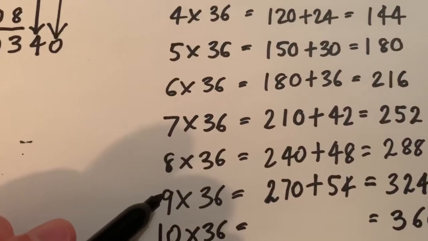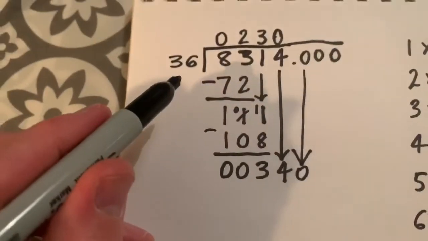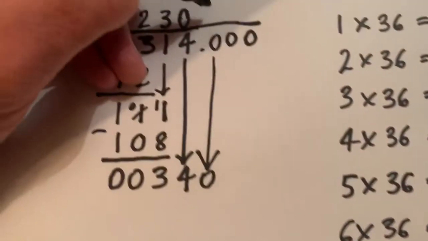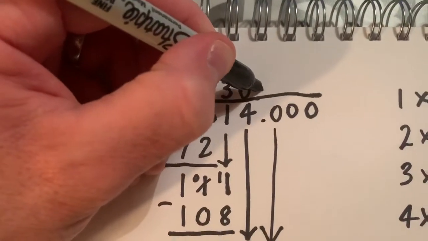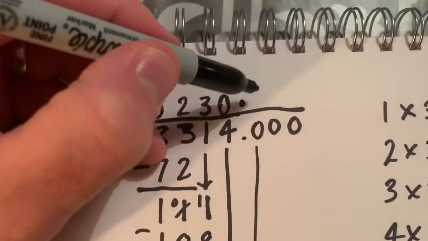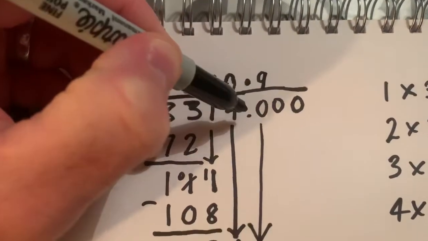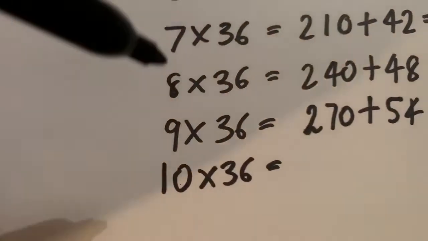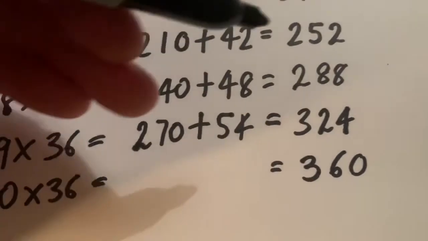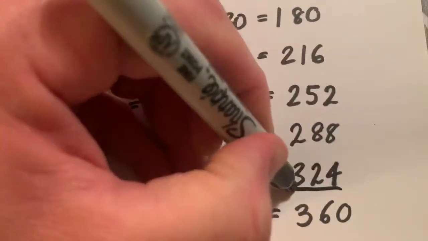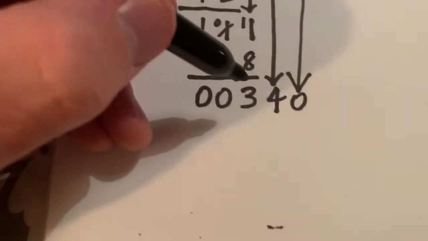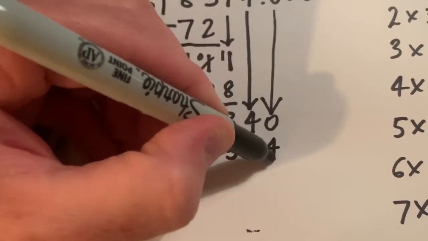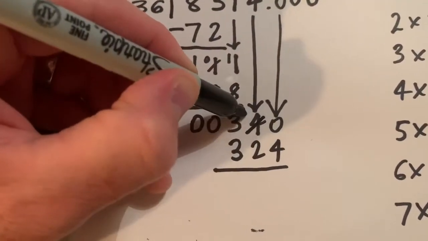So 340 divided by 36 is 9. Need to make sure I remember to place a decimal point in my answer as well. There, my 9 goes on top of the bus stop. And just as we did before, 9 times 36, let's underline the answer there, 324. Bring it back to our calculation and subtract.